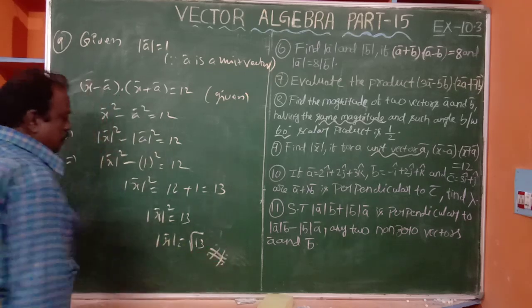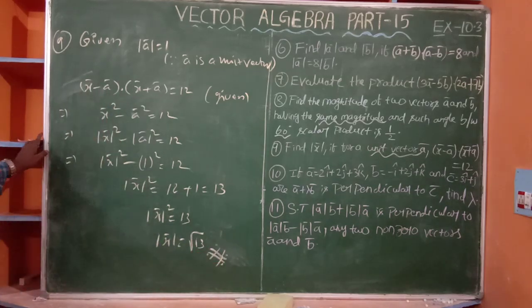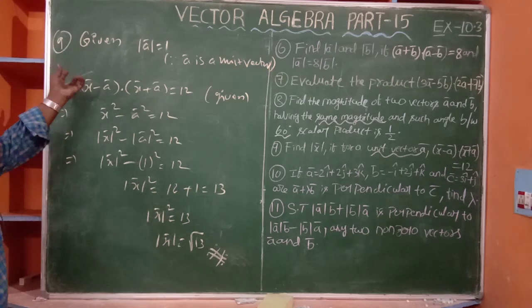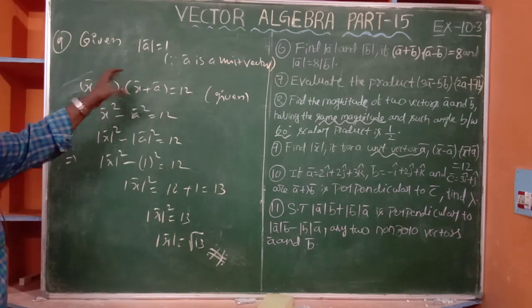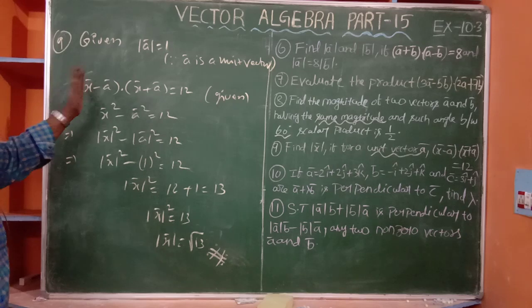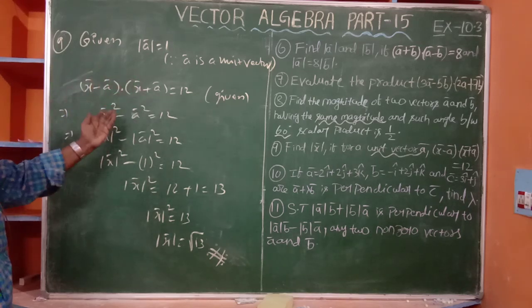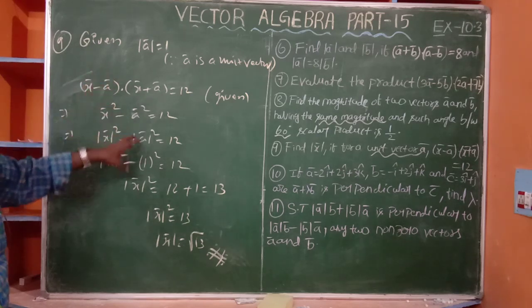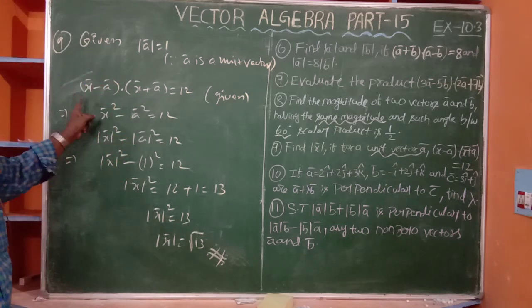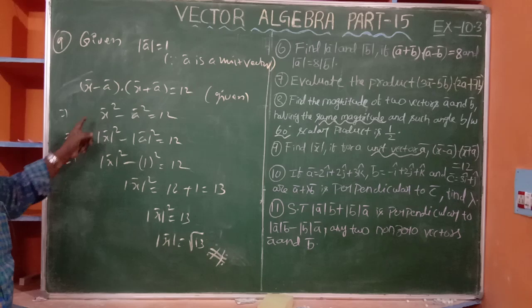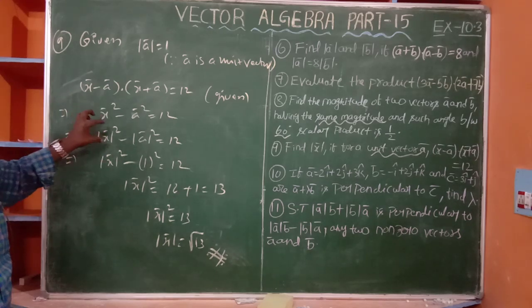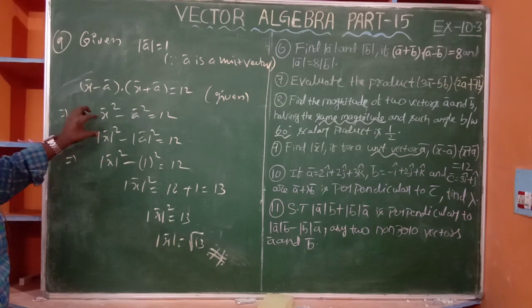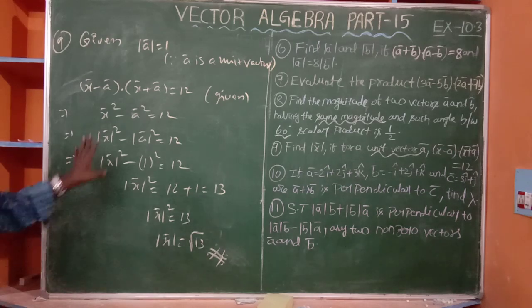Okay? That is the thing. Once again, observe me. We are given x bar minus a bar dot of x bar plus a bar. X minus y, x plus y, x square minus y square, a general formula is there. Here also it follows the same thing. The square of a vector is nothing but the square of its magnitude. Here is the thing. Try to understand. Okay? Is it okay?